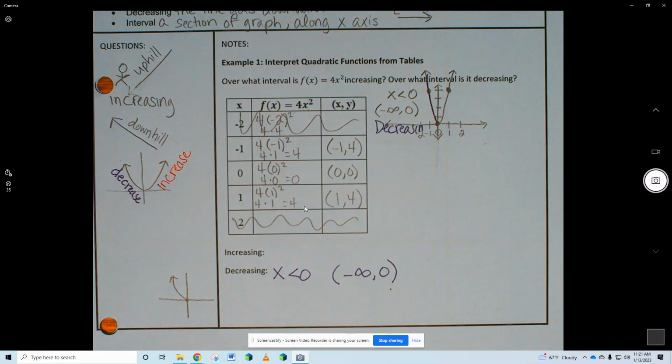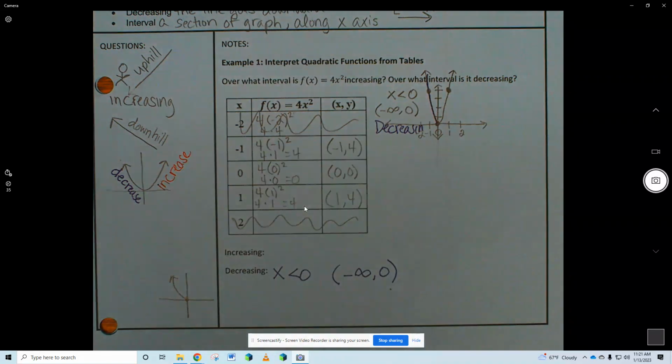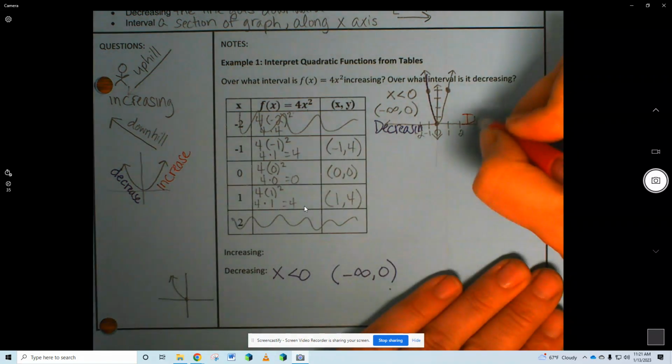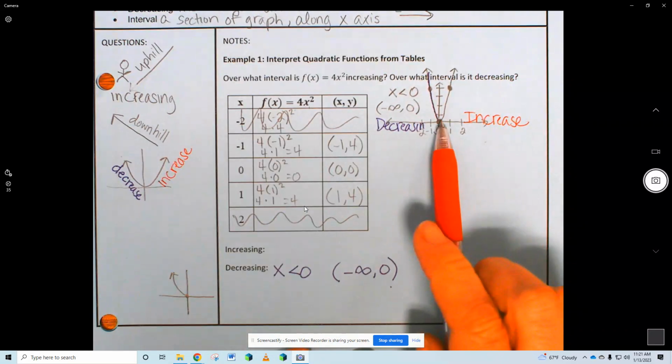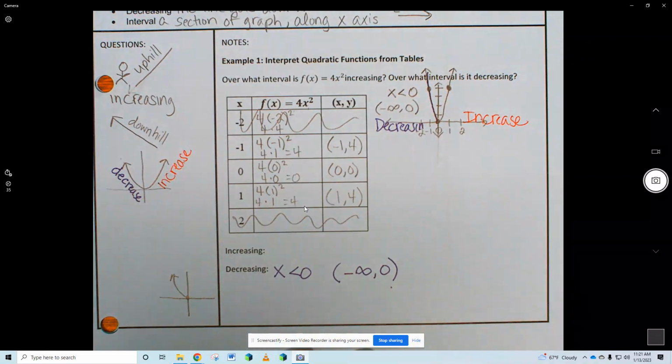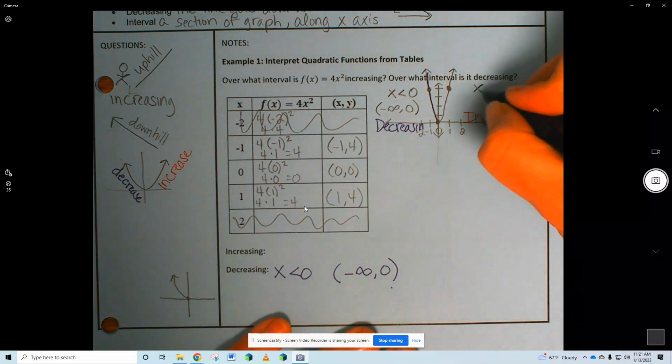Okay, what about the other side? X is greater than 0. Positive 1, positive 2, 3, 4, 5. What's this line doing right here? Increasing. I'm going to do that in red. And it's greater than 0. 1, 2, 3, 4. X is greater than 0.